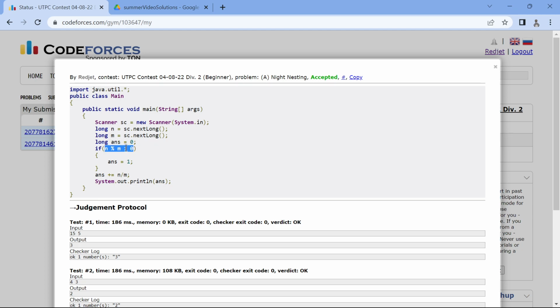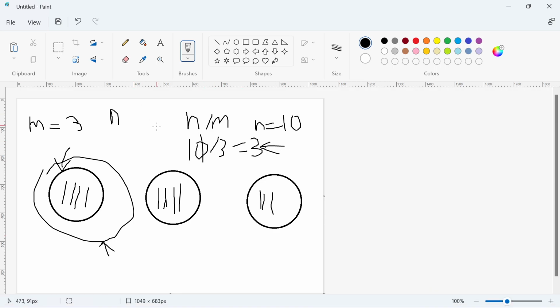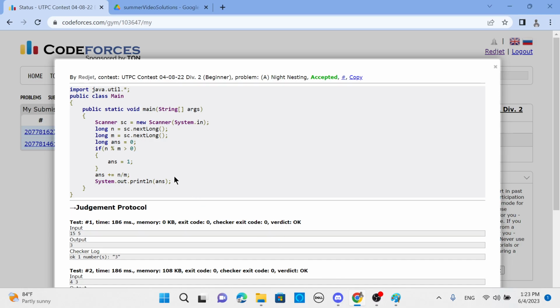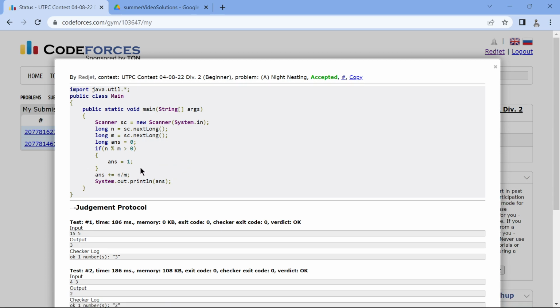Next, we check if n is divisible by m. Well, we're checking if it's not divisible by m, seeing if n modulus m is greater than 0. If so, we make our answer 1 just to account for the scenario where it's not divisible and we have a situation like this, where multiple nests have 1 more than the minimum. And then we add n divided by m, because we know at minimum there has to be at least n divided by m pigeons in each nest.